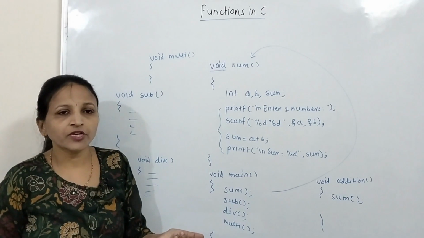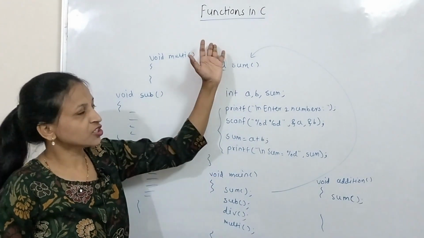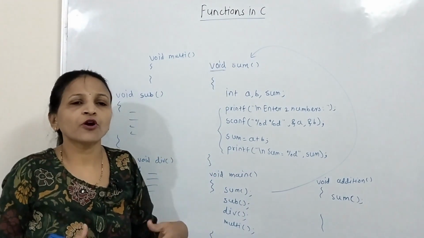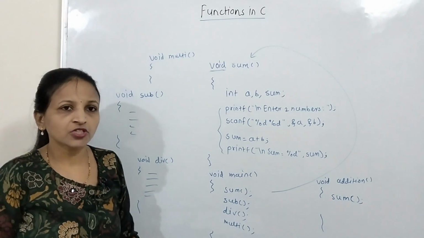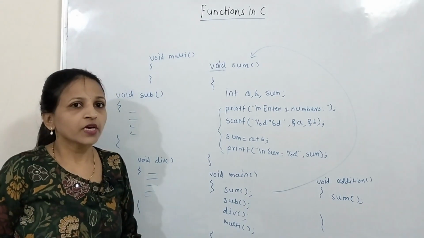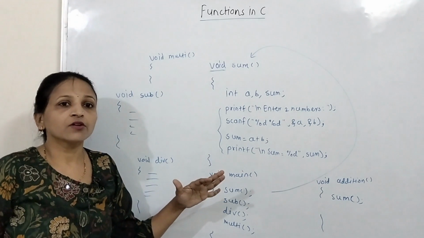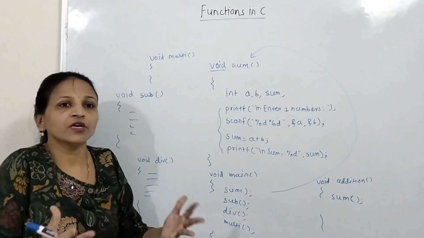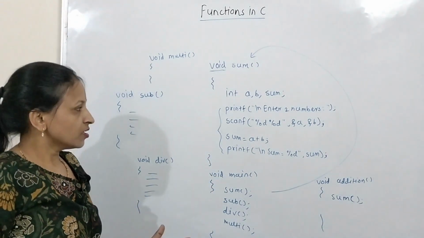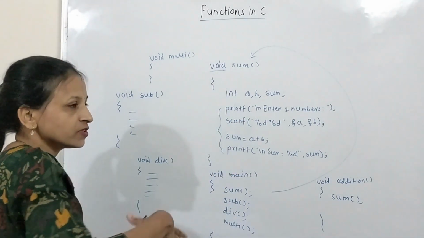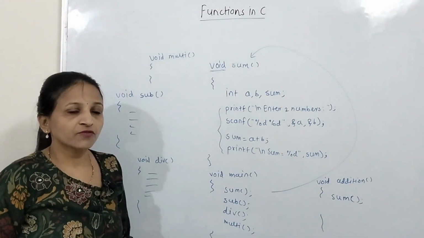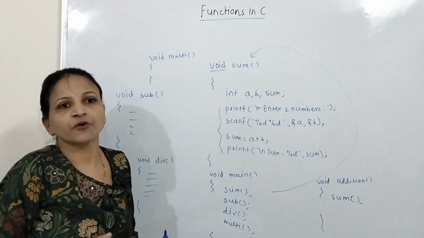Now one more point is there. Some languages use the module keyword. A function is nothing but a module. That's why we can say that C is a modular programming language. Again, we have written this code in a structured manner. That's why we can say that C is a structured programming language.